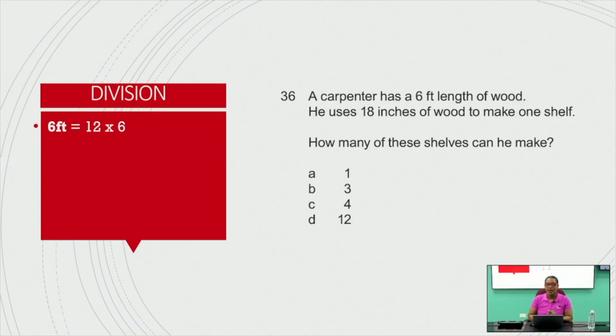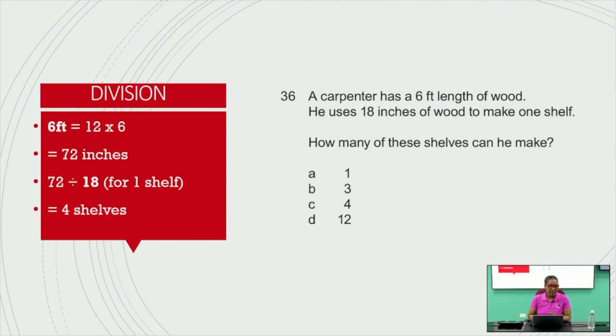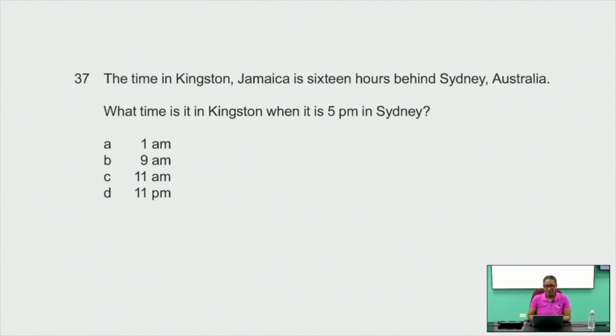Why? Because 12 inches make a foot. So we multiply, we get 72 inches. So our 72 inches divided by 18 inches, because we want to know how many shelves we can get. And that gives us 4 shelves. So our correct answer is option C. That was easy, right? I know. You've got this. We're at question 37.